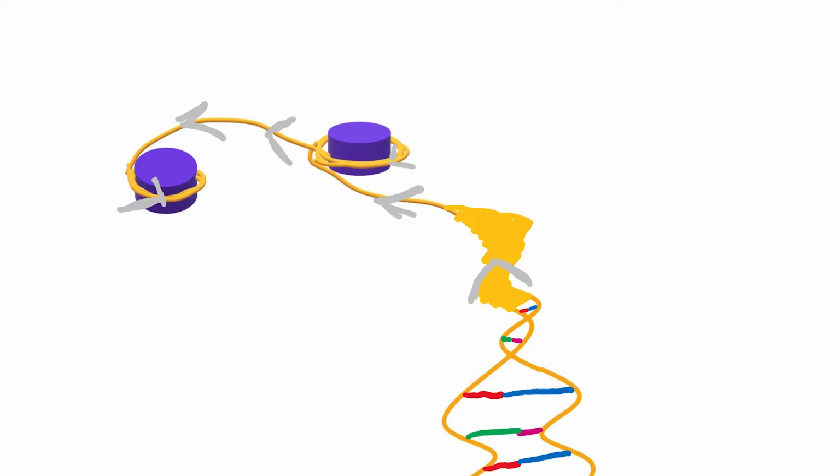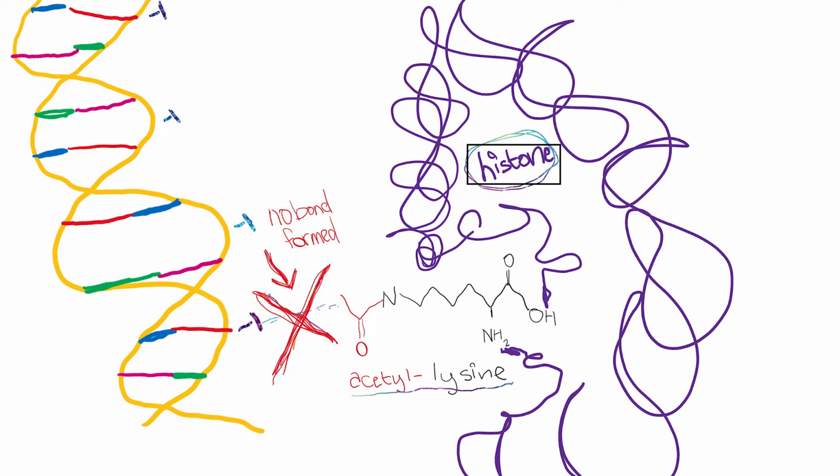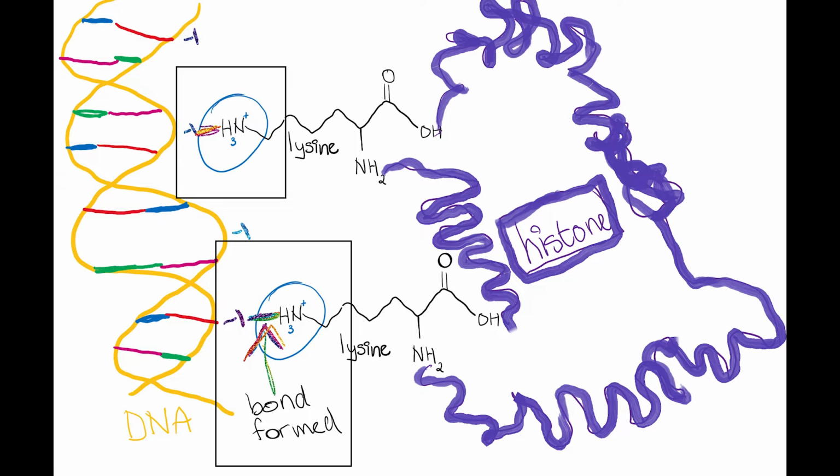When you remove the acetyl group from a histone, that histone can bind to the DNA. So when there is an acetyl group on the histone, it's not able to bind to the DNA. When the acetyl group is removed, the histone is able to bind.